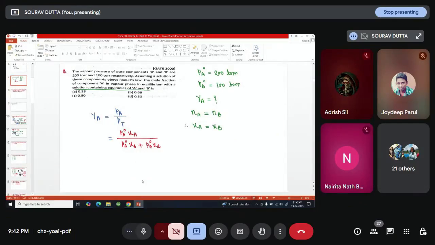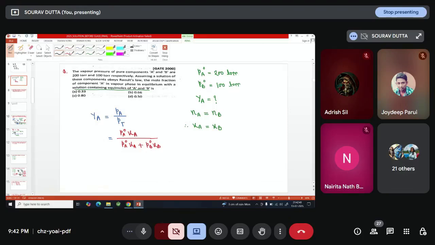XA and XB are equal, so we can take XA common and write PA naught plus PB naught. You can cancel out XA and XA. So YA is basically PA naught divided by PA naught plus PB naught.